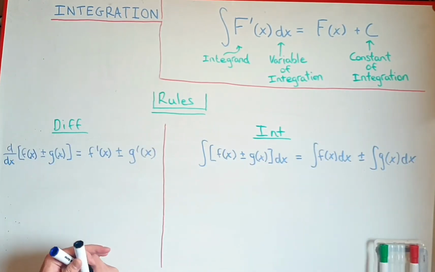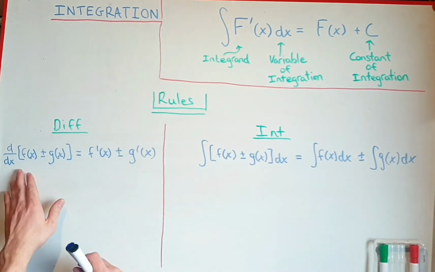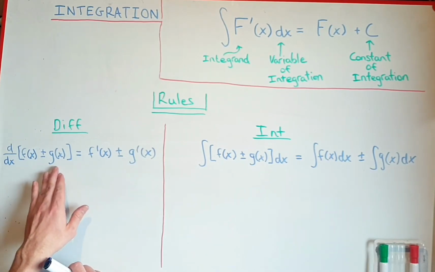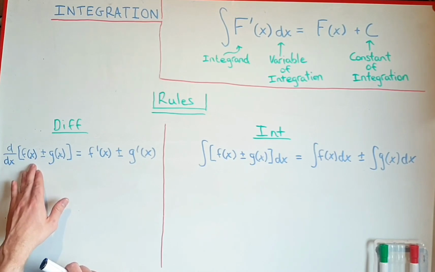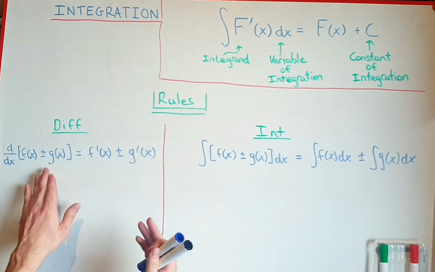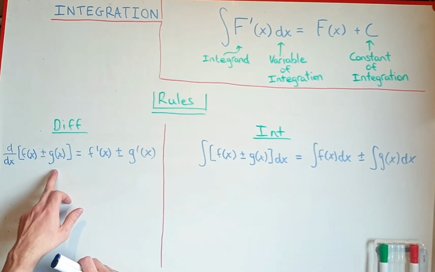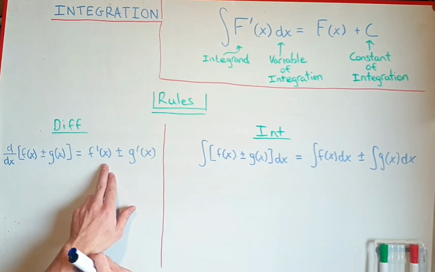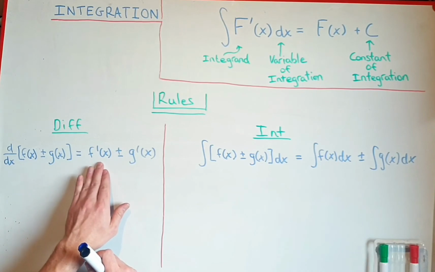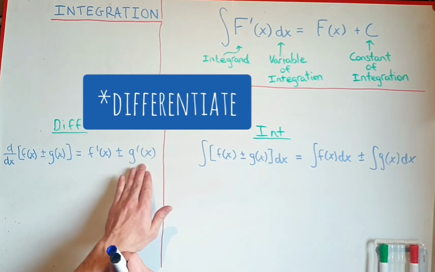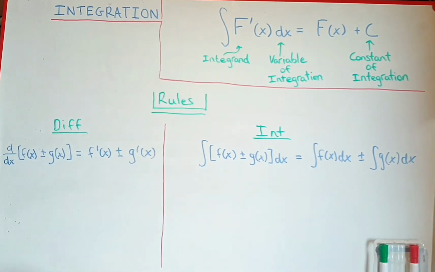So the final rule I'm going to go through is one that we're familiar with in differentiation, where if you have two individual functions, in this case f of x, plus or minus a second function g of x, when we want to differentiate these expressions, we know we apply it individually. So we just differentiate our f of x to get f prime of x, and then we differentiate our g of x separately to get g prime of x. Well, it's the same situation in integration.